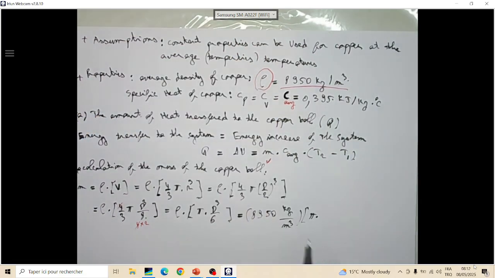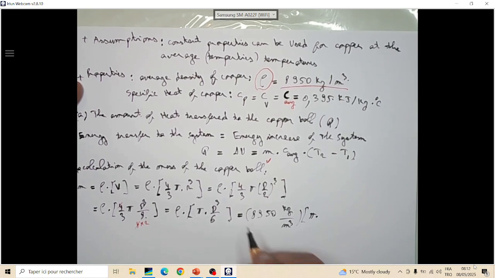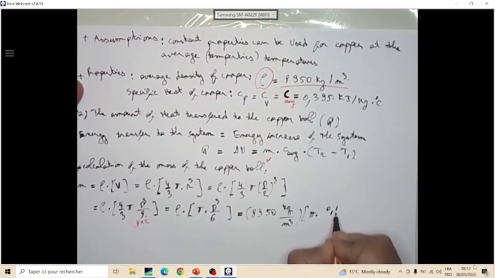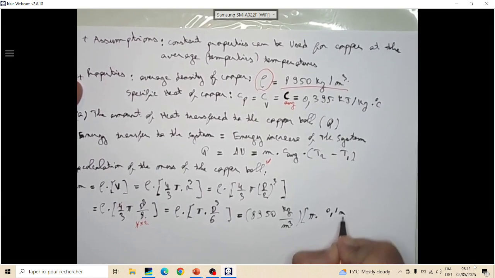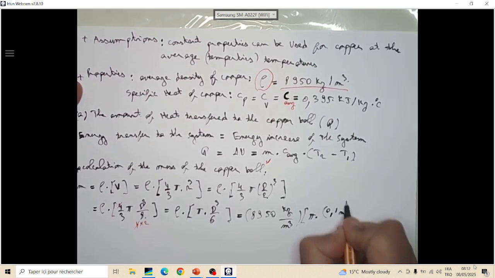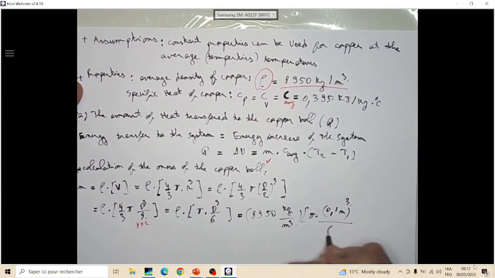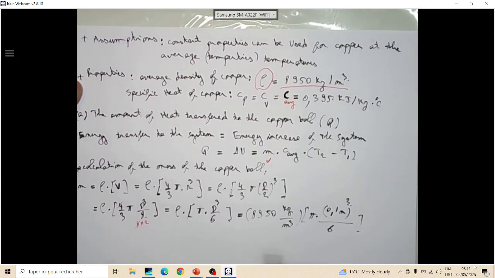So I will replace the value of the diameter. The value of the density is 8,950 kilogram per cubic meter times pi. I wrote pi times d to the power 3, where d, the diameter, is 0.1 meter to the power 3, over 6.